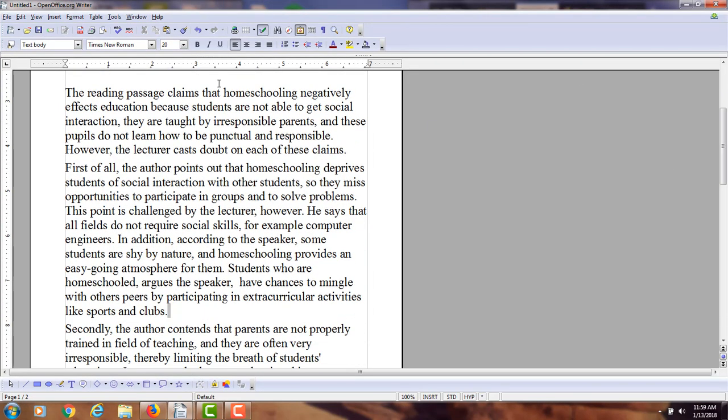Okay, so we have, the reading passage claims that homeschooling negatively affects education. And believe it or not here, we need to have a verb, not a noun. So affects, A-F-F-E-C-T is a verb, and effects is actually a noun. So I'm changing that. So negatively affects education because students are not able to get social interaction. They're taught by irresponsible parents, and these pupils do not learn how to be responsible and punctual. However, the lecturer casts doubt on each of these claims.